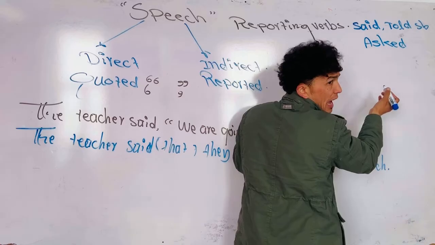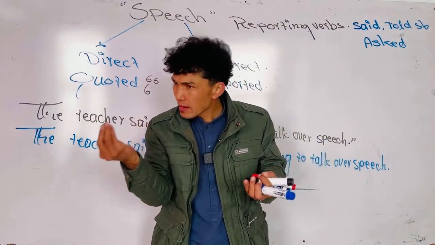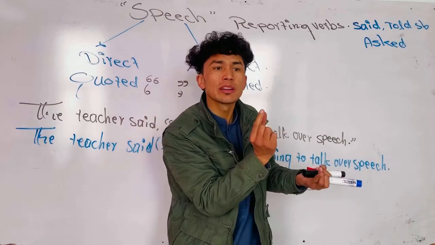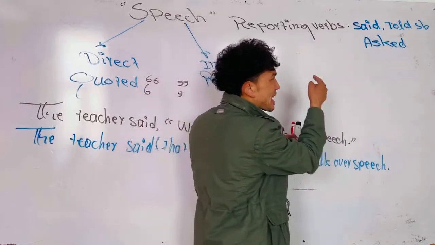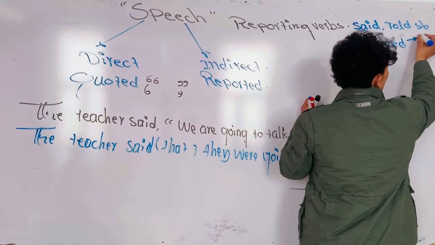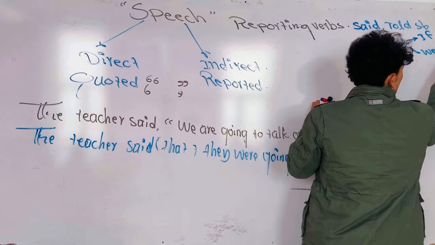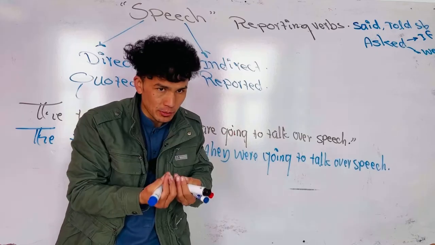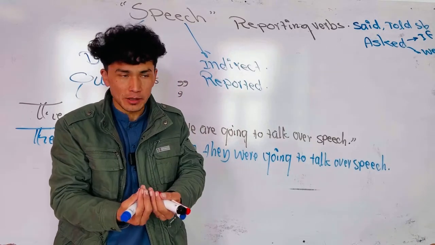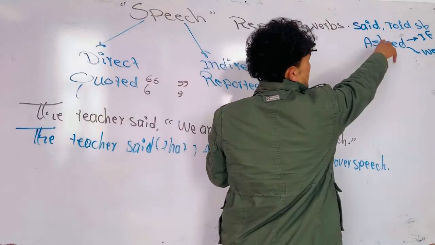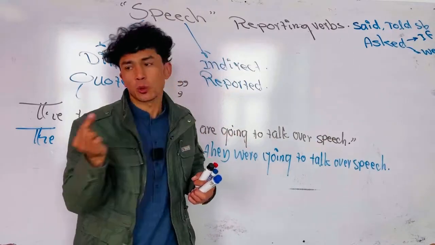Past. Ask. In noun clauses, in order to change yes/no questions into noun clauses, we did require what? If or whether. Exactly. Ask if or whether. These two words can be used interchangeably. Are you with me so far? Do you understand what I mean? That was okay. These three verbs should not be forgotten: said, told somebody, and asked if or whether.